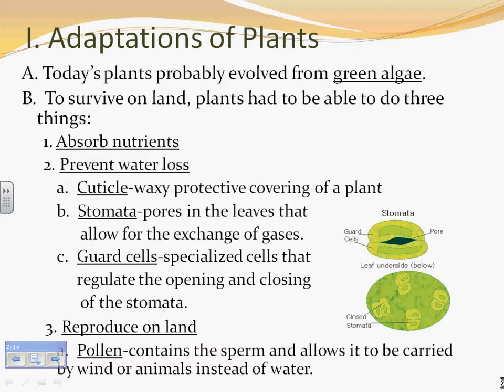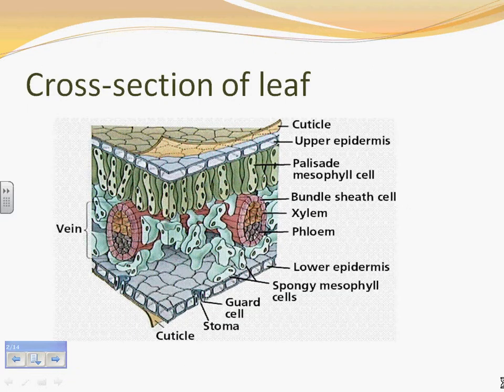Plants also have to be able to reproduce on land. They do this through the use of pollen, which contains the sperm and allows it to be carried by wind or animals instead of water. This is a picture of a cross-section of a leaf so that you can see the different structures that make up the leaf, including the guard cells, the stomata, and the cuticle.